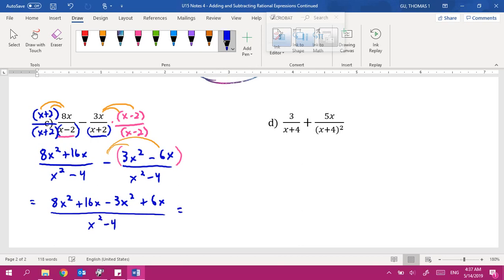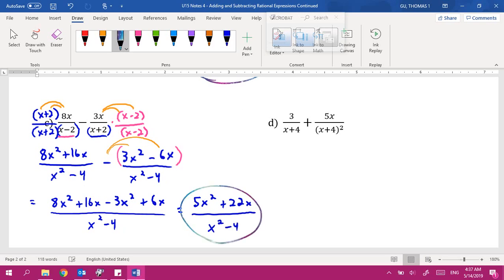So now I'm just going to combine my like terms. I see 8x squared minus 3x squared gives me 5x squared. Then I got plus 16x plus 6x, which gives me plus 22x. And that's all over x squared minus 4. And that's going to be this simplified expression. Okay, 16x. Let me make sure I didn't mess this one up though. Okay, alright, good. Now let's move on to D.